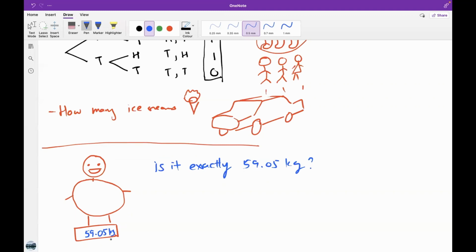So if you have better measuring equipment, an equipment that is more sensitive, you might have a value of 59.50162 kilograms, for example. So it depends on your measurements as well. And you can have more and more sensitive equipment that goes more and more decimals into this measurement. That is regarding one person, one weight measurement.